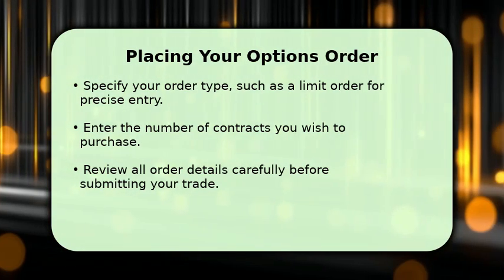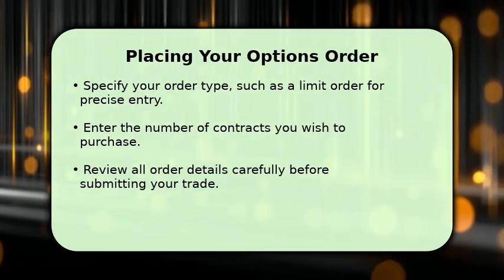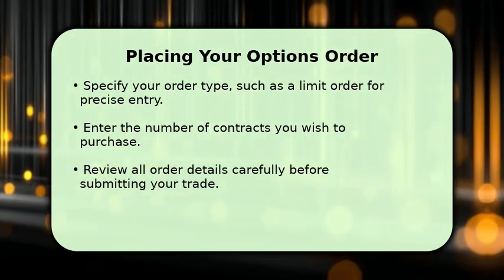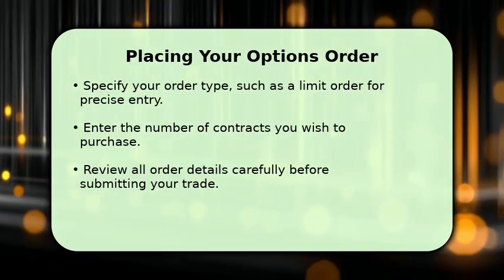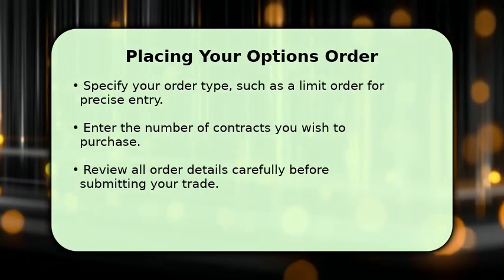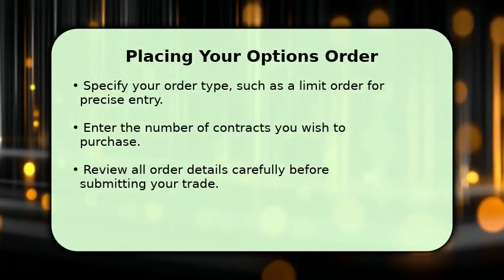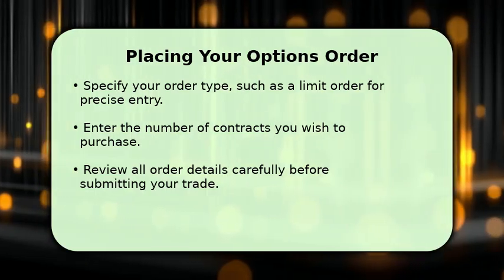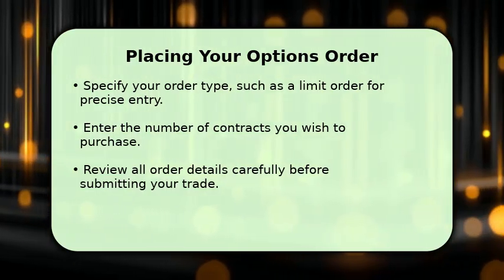Once you have selected your desired option contract, it is time to place your order. You will need to specify the order type. A limit order is often recommended to control your entry price, ensuring you do not pay more than your specified amount. Then, input the number of contracts you intend to buy. Remember, one contract usually controls 100 shares.